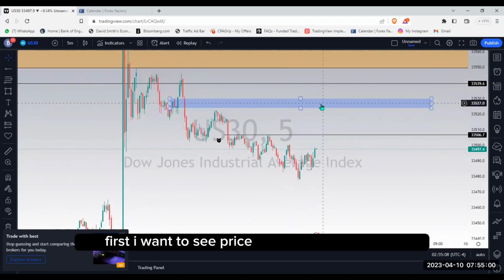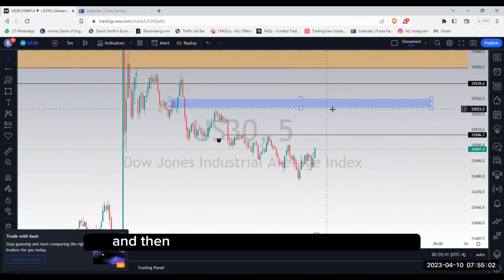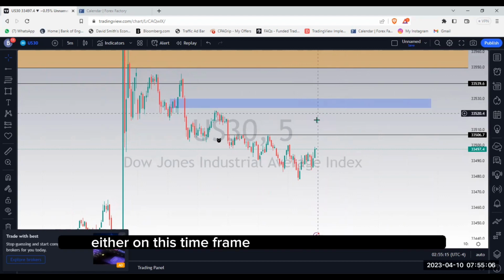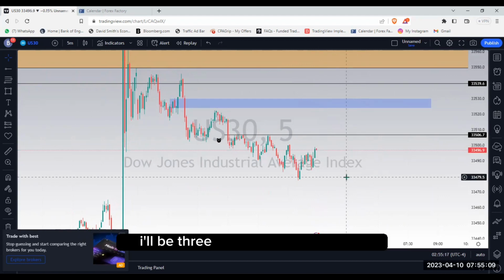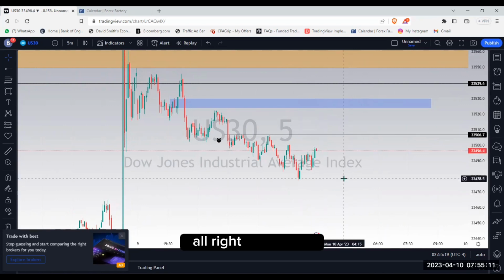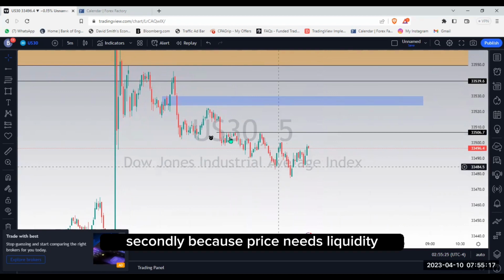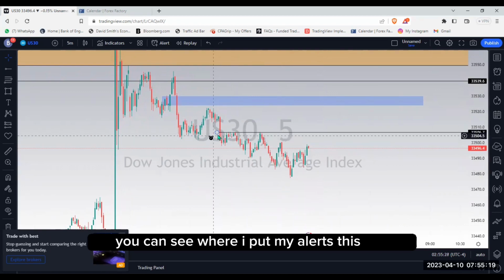First, I want to see price trade into this zone and then eventually change character, either on this time frame or on a lower time frame. Can be 3 minutes and 1 minute. That's first. Secondly, because price needs liquidity, you can see where I put my alert, this guy.